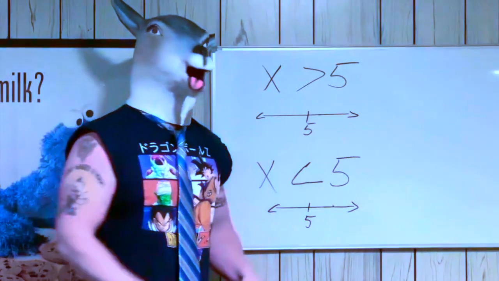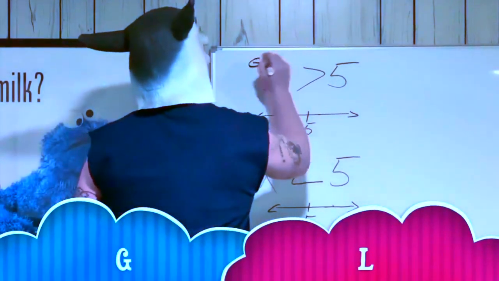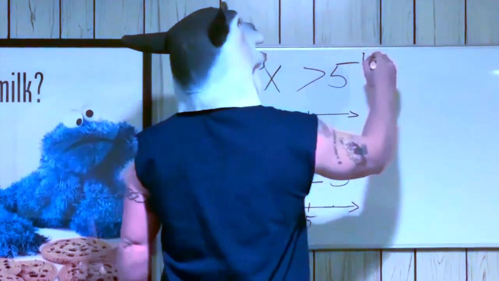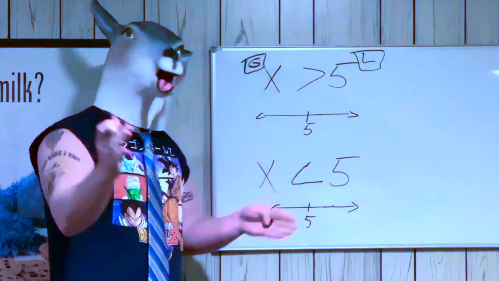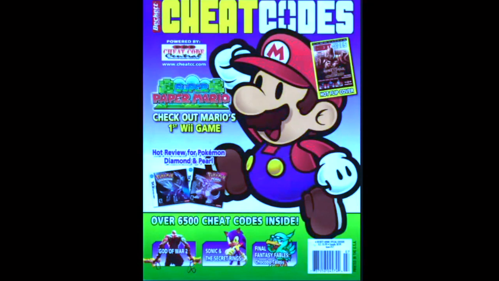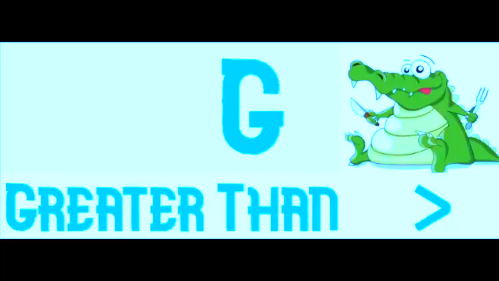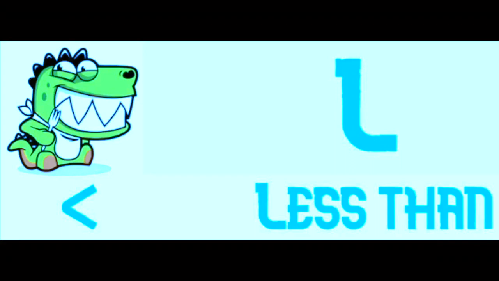As soon as you get your paper, I want you to do two things. You're going to put a G over here, and you're going to put an L over here. Put them in boxes. Now you know they're not part of the problem. They're just a cheat code for you. So if the alligator is eating the G side, you're going to say greater than. If the alligator is eating the L side, it's less than.